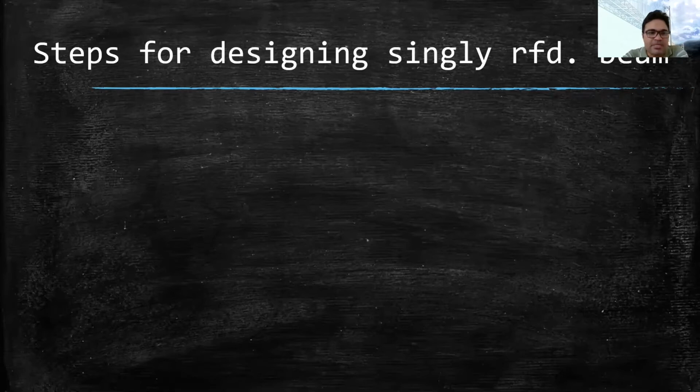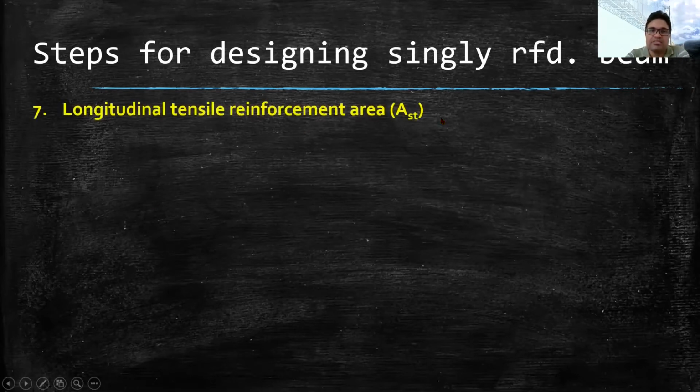So now assuming that our depth is safe, we will proceed to step 7. In step 7, as the depth is safe, we are supposed to find out the area of reinforcement. So this is the beam and this is the load that we have calculated in the previous step. This load will be resisted by concrete and steel. Steel will be provided on the tension side, which is on the bottom side of the beam.